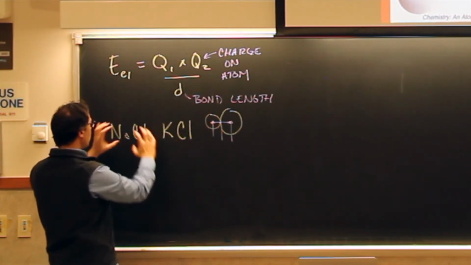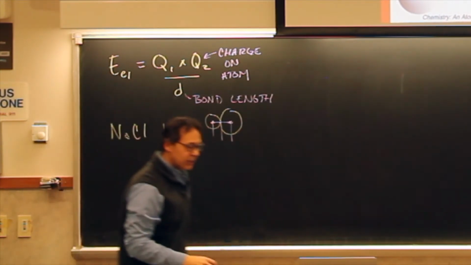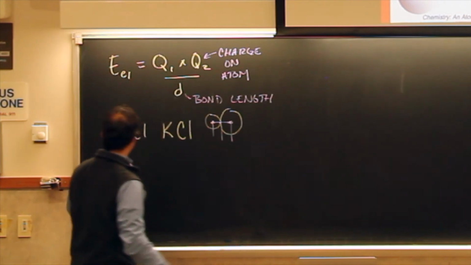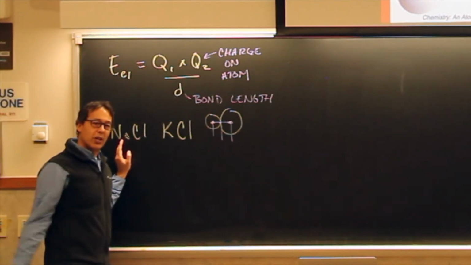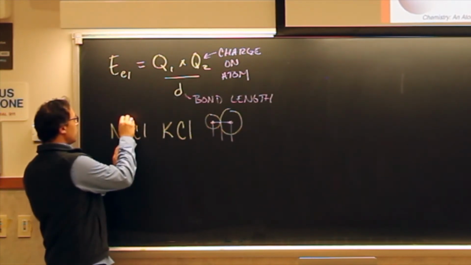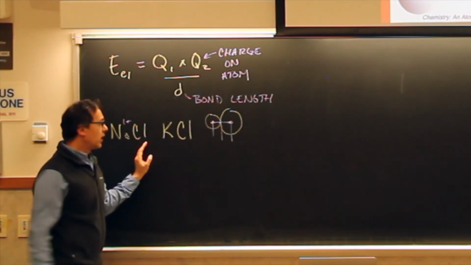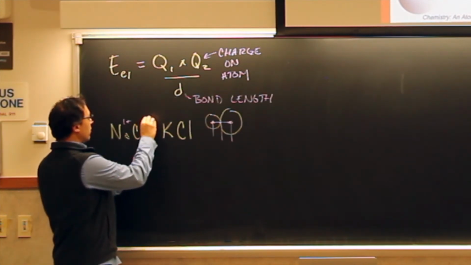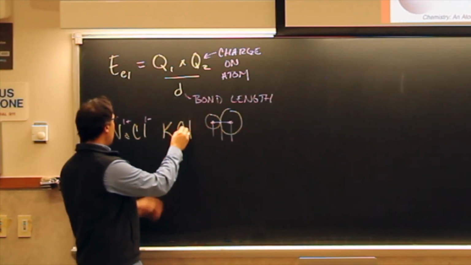Now let's compare these two. Which one of these two is going to be harder to pull apart? Okay, well, let's take a look at their charges here. Sodium, look at where it is on the periodic table. Sodium, what kind of charge is it going to be? Positive. How much? One. Okay, so we're going to 1+. And then chlorine is going to be negative 1. Okay, one negative. And then potassium is going to be positive. You see a pattern here?